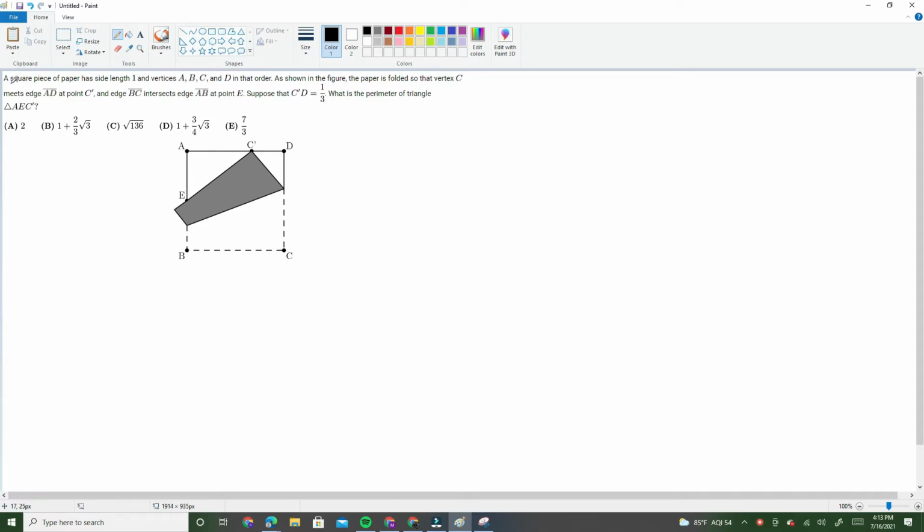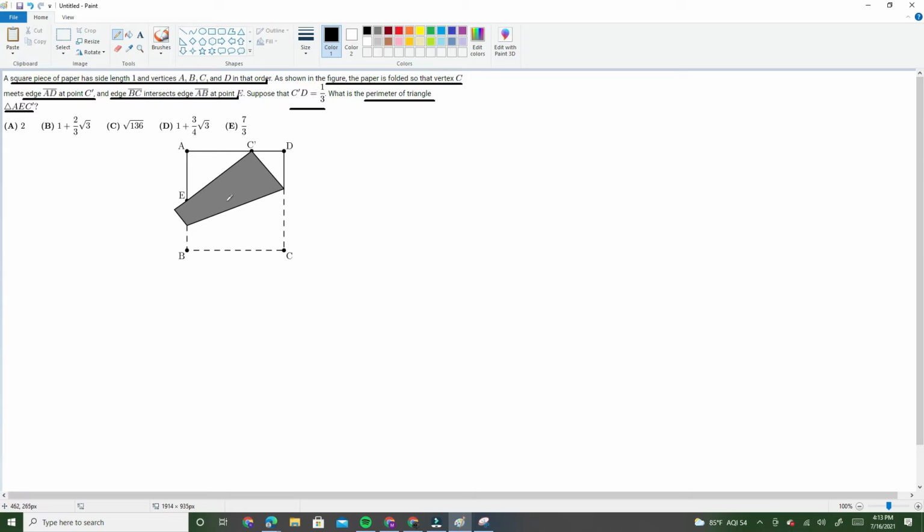A square piece of paper has a side length of 1 and vertices A, B, C, D in that order. As shown in the figure, the paper is folded such that vertex C meets edge AD at point C', and edge BC intersects edge AB at point E. Suppose that C'D is 1/3. What is the perimeter of triangle AEC'?